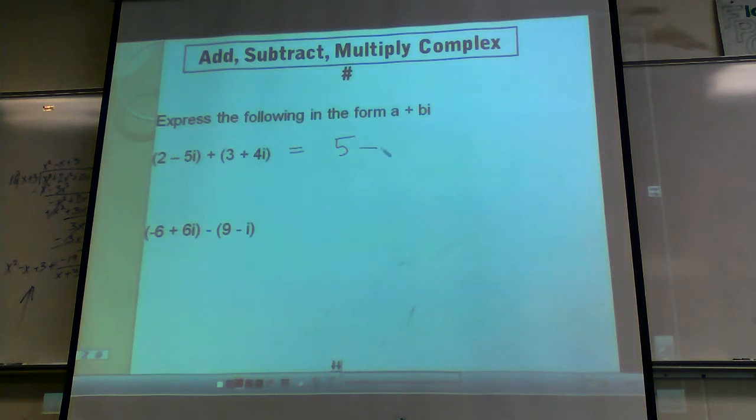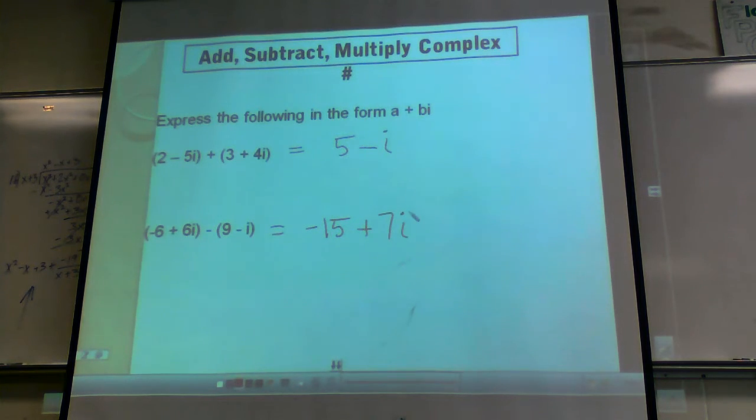No, minus 5 minus i. Okay. And then the other one would be how much? 3. No, wait, not 3. Negative 15. Negative 15. Plus 7i. Minus the plus. Plus. Plus.